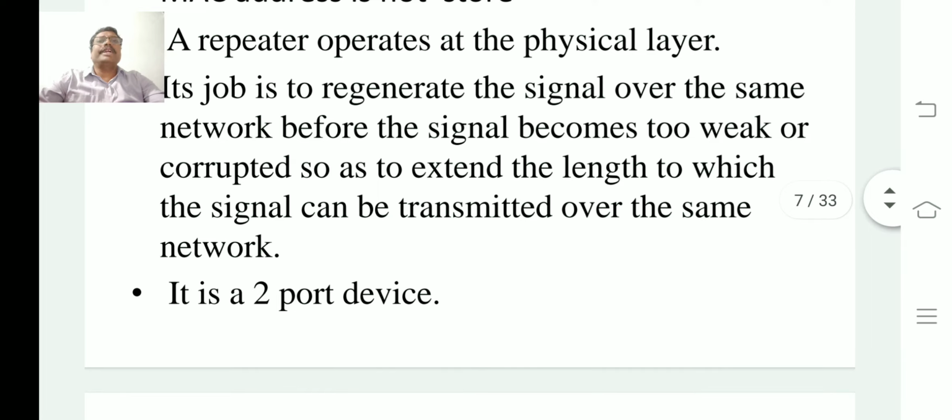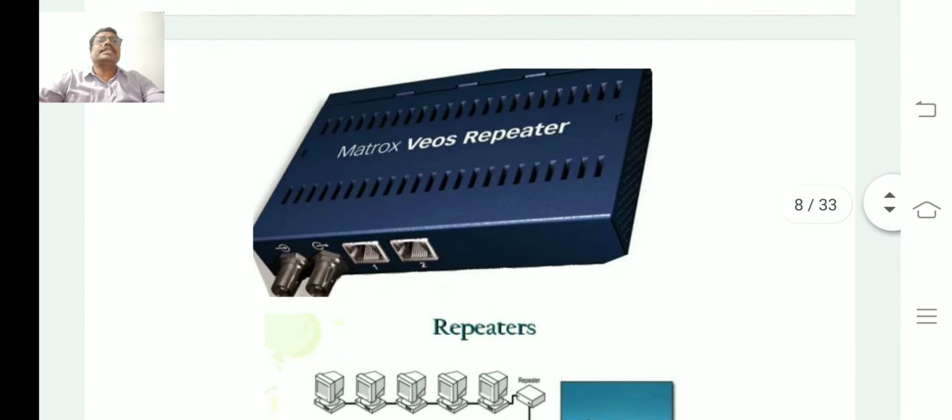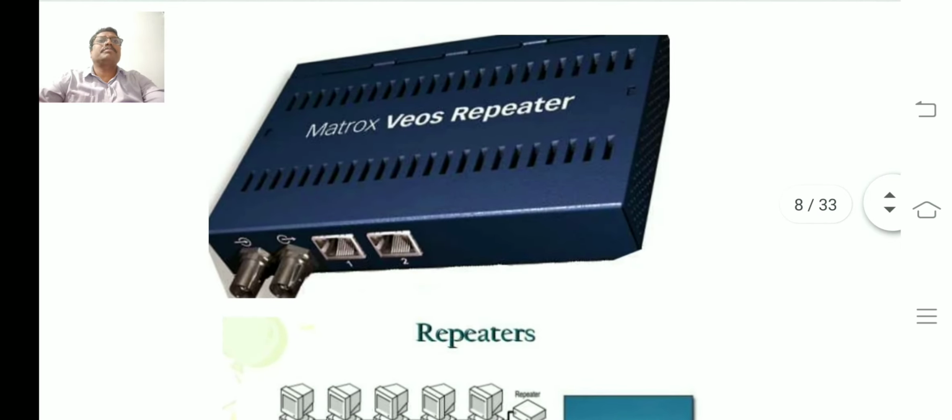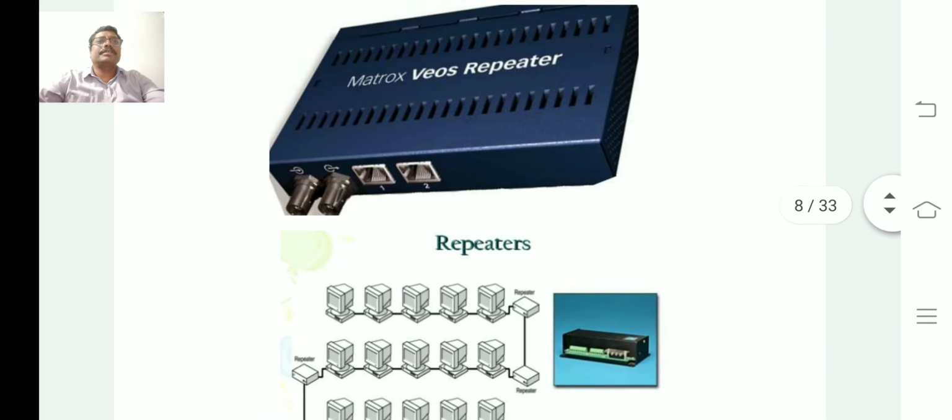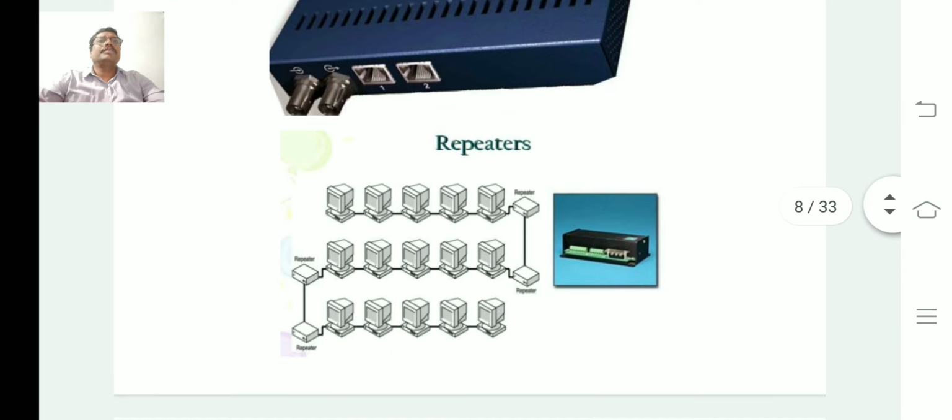It is a two-port device. Physically it appears in this shape; this is a repeater. This is the physical structure of the repeater. Where are we going to connect the repeaters? If devices are connected here, we connect them on a repeater, and then here we connect on a repeater, like that.